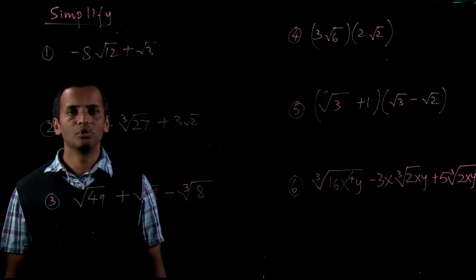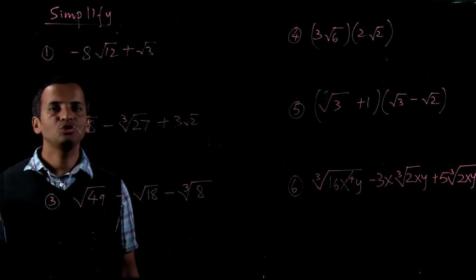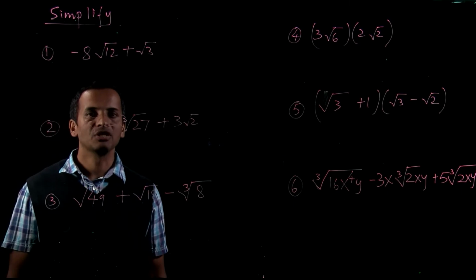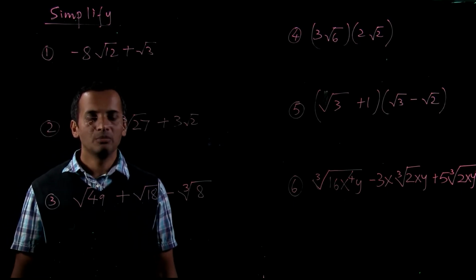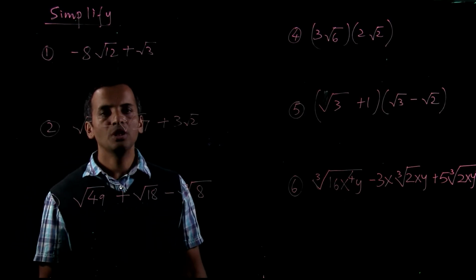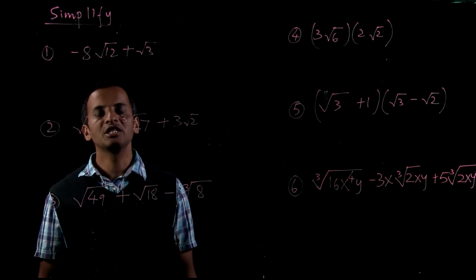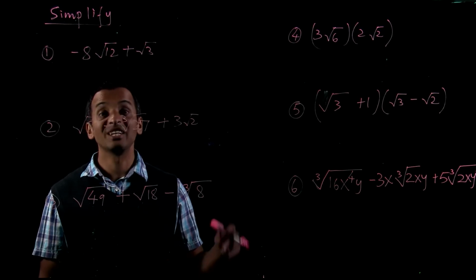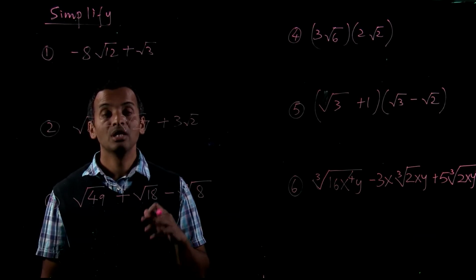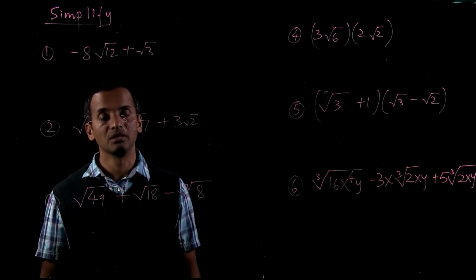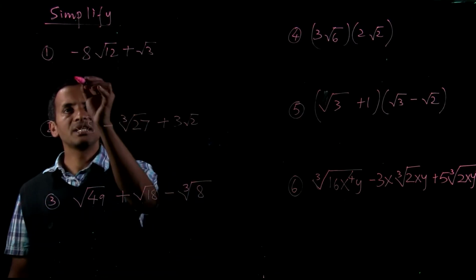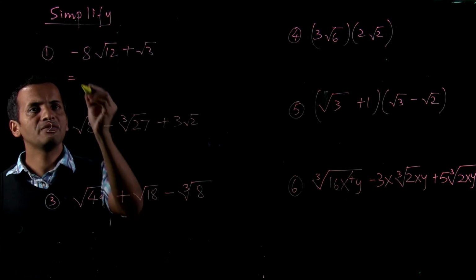Hi, in this video I'm going to show you how to simplify expressions that have square roots, cube roots, like that. Okay, so the basic idea is you want to write the square root in the simplest form, meaning that if you can take some numbers out, you try to do that first and then you add and subtract the remaining thing.